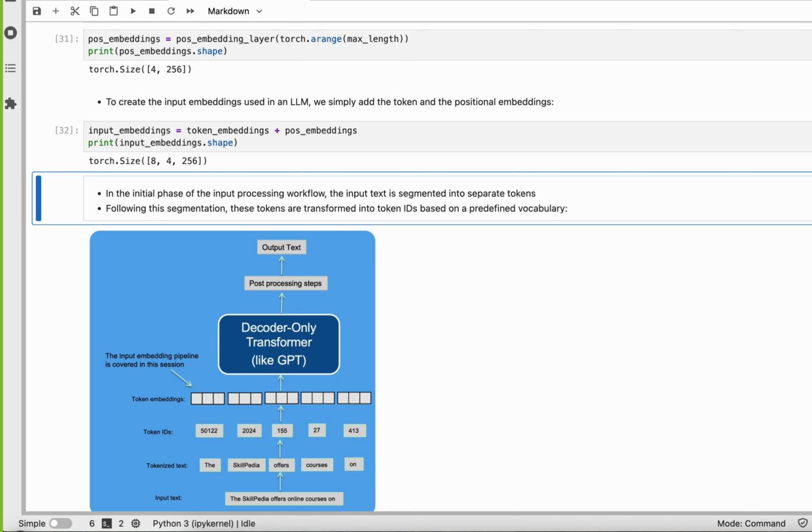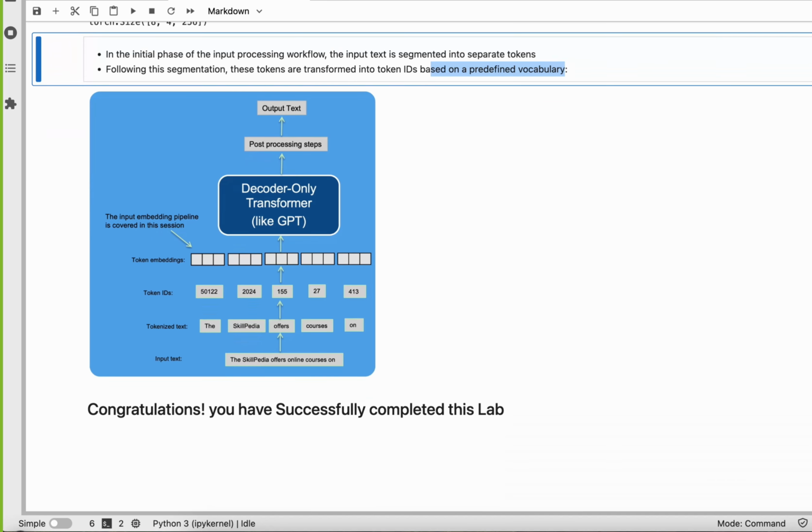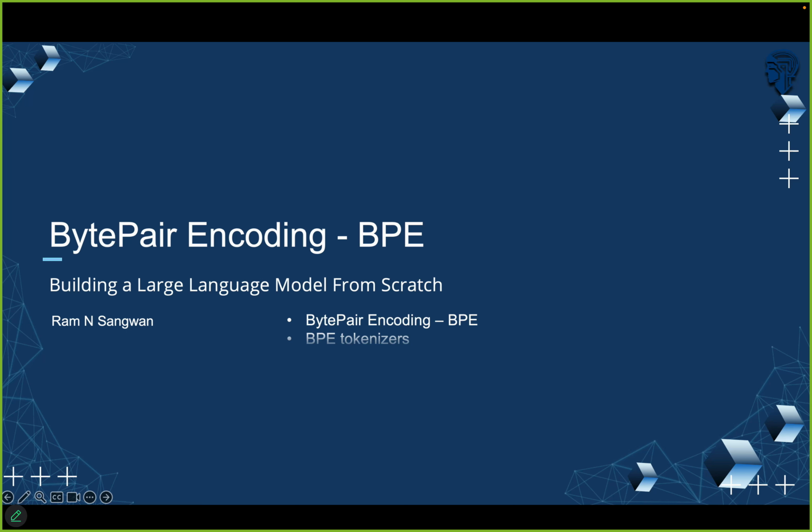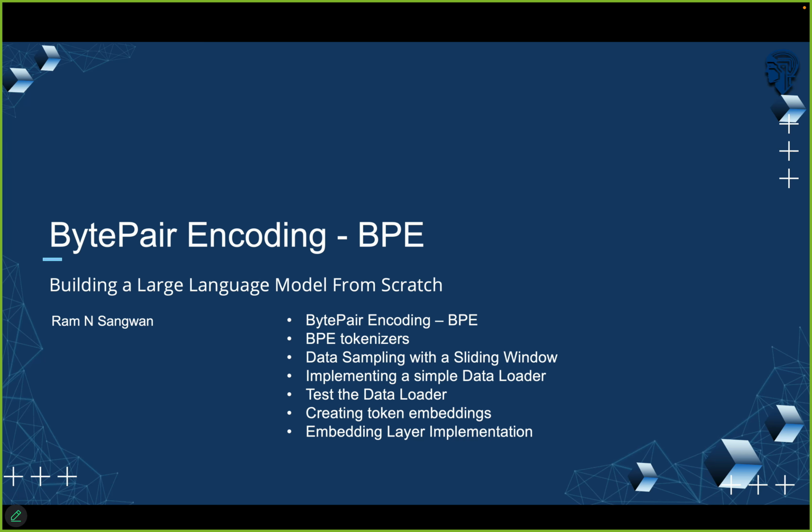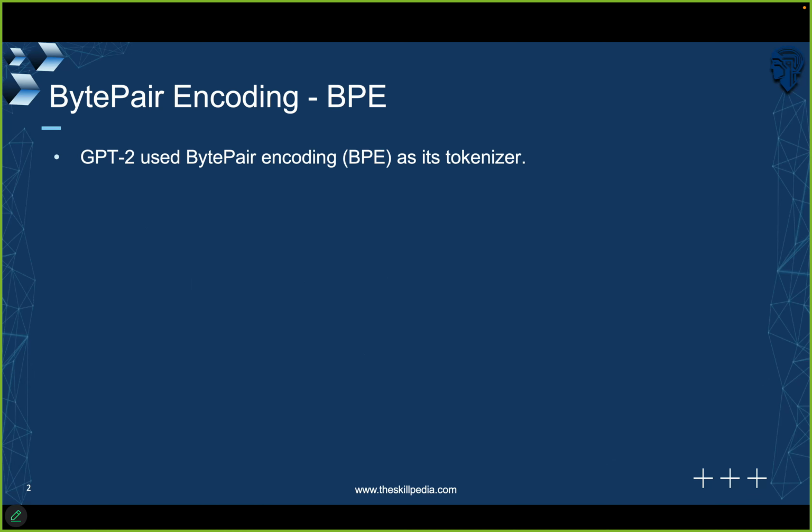In the initial phase of the input processing workflow, the input text is segmented into separate tokens. Following this, these tokens are transformed into token IDs based on the predefined vocabulary. So this is what we have just created, the token embeddings, which will be consumed by our transformer architecture. Now, building a large language model from scratch: Byte Pair Encoding, BPE. Let's run through this also. What I demonstrated through the program, we'll understand here as well. It is a revision that will make the concept a little clearer.